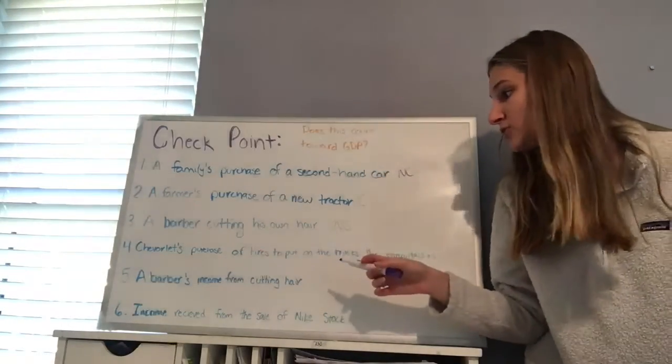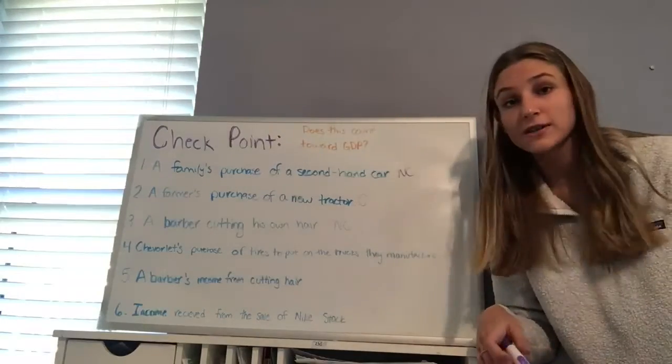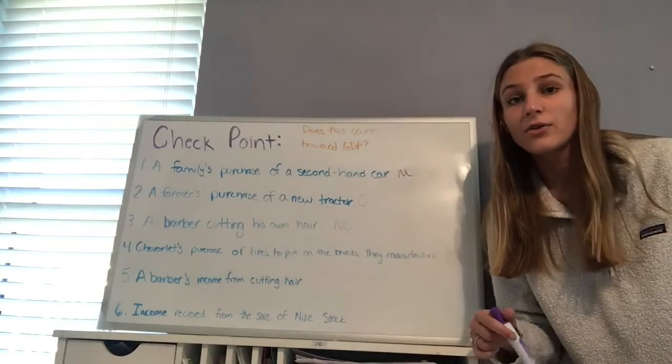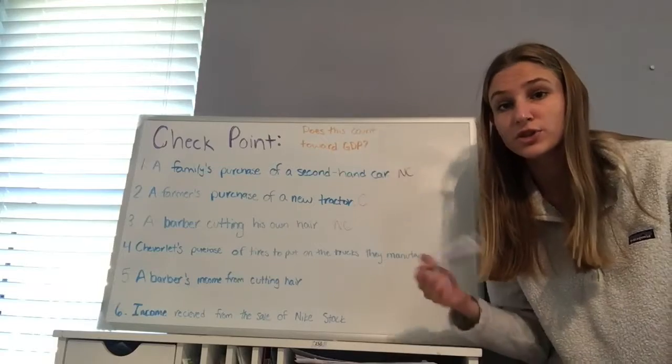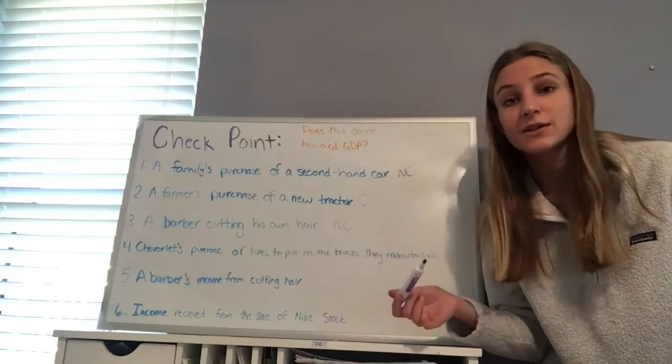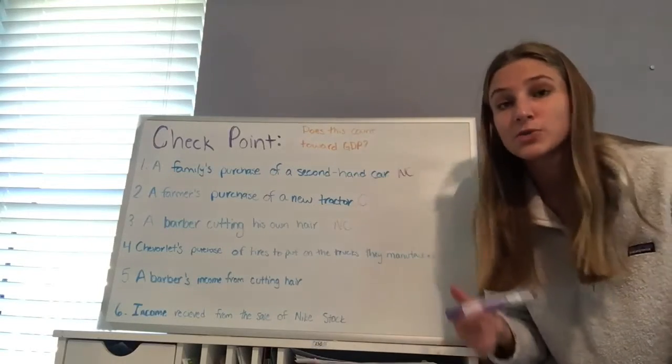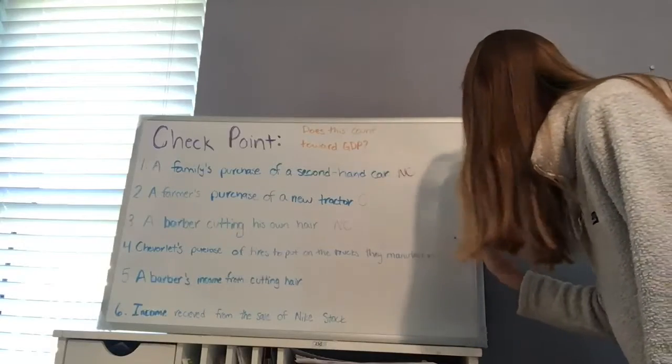And then fourth, we have Chevrolet's purchase of tires to put on the trucks they manufacture. Now, this is an input to the final product, which is the truck, and if you remember, intermediate goods are not counted towards GDP, so we're going to give this an NC for not counted.